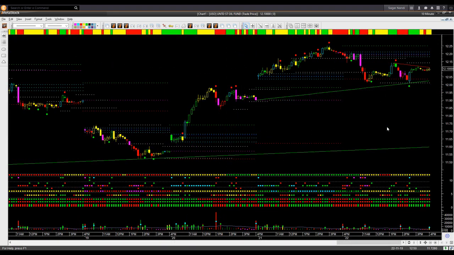This is a 10-minute chart of US oil using the Q fine-tune or precise entry chart template. Let me demonstrate how you could use this real-time fine-tune chart to enter a long trade in US oil very precisely.